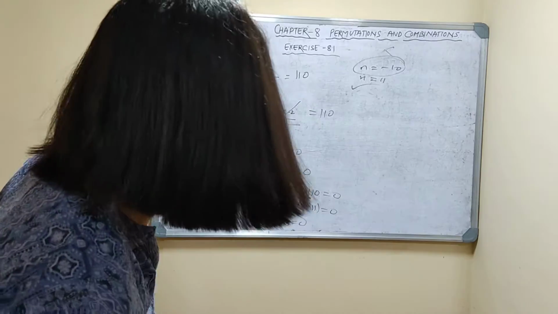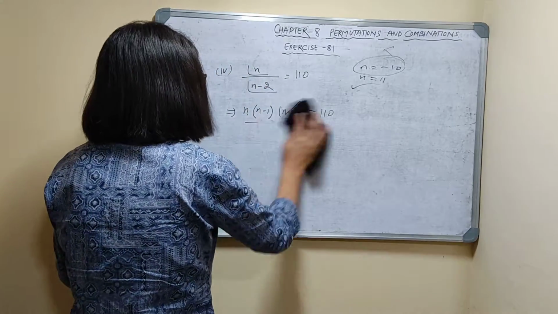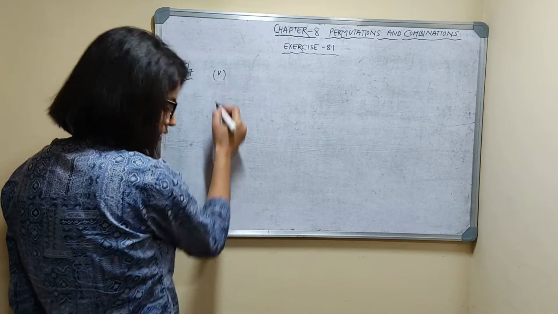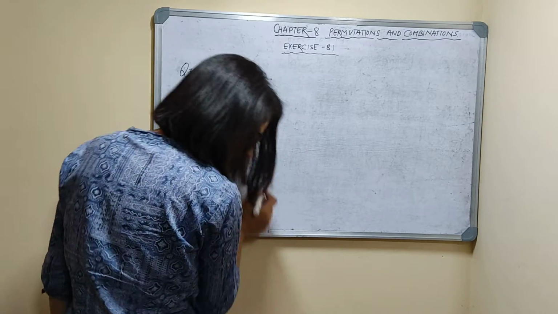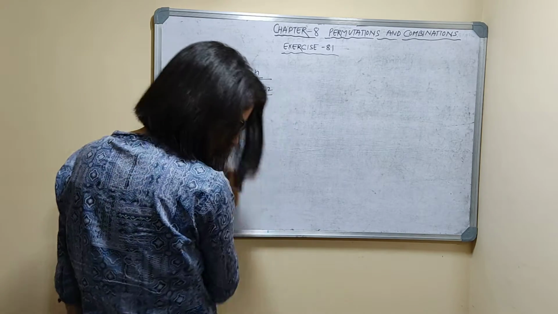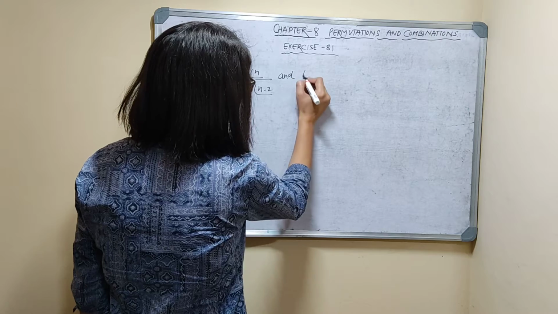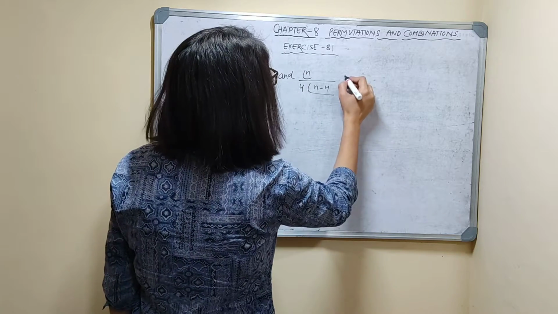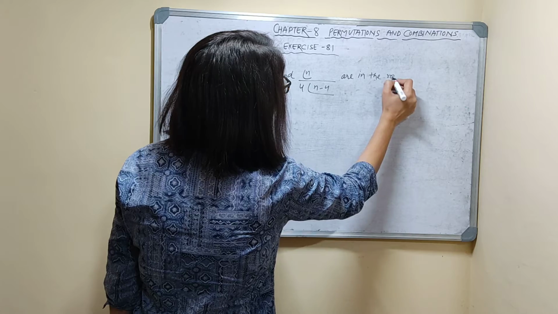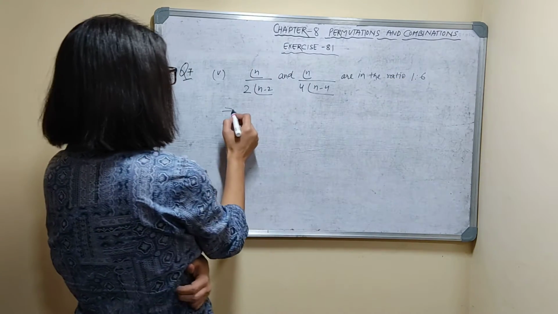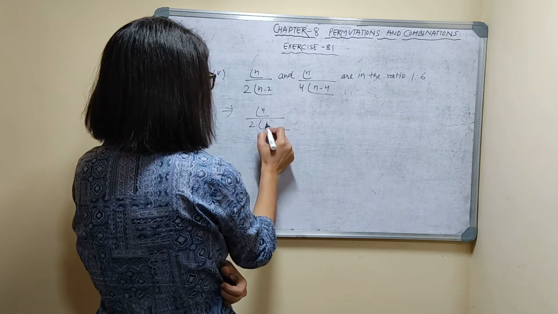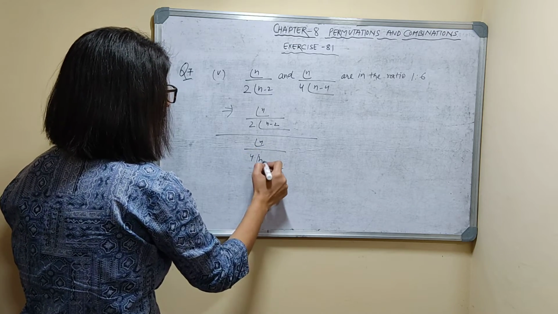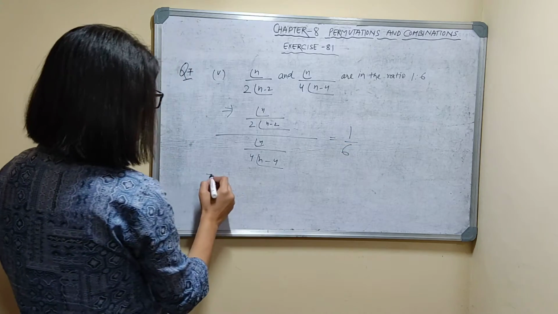Now part 5th. You can see part 5th, that is, factorial n upon 2 into factorial n minus 2 and factorial n upon 4 factorial n minus 4 are in the ratio 1:6. So how will you write? Factorial n upon 2 factorial n minus 2 upon factorial n upon 4 factorial n minus 4 is equal to 1/6.